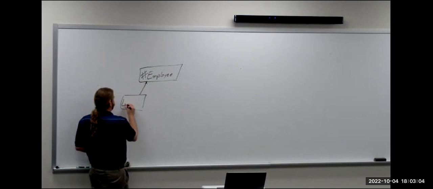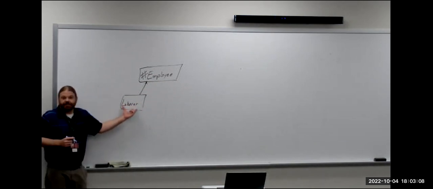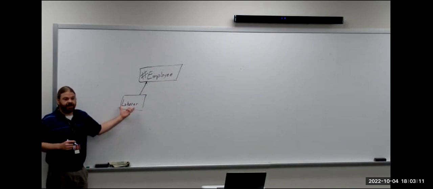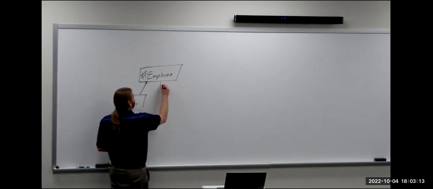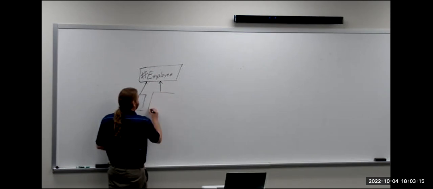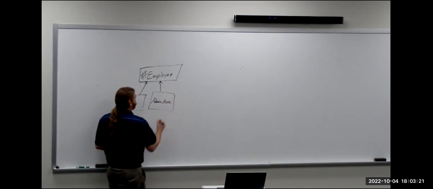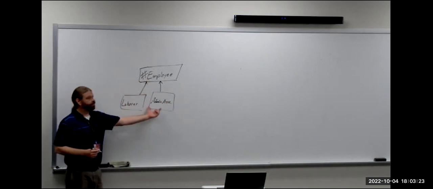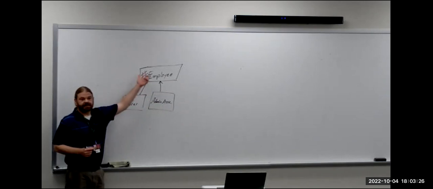One child class might be laborer, because then we know the rest of the details of what type of employee that is and what methods that particular employee would need. Or, I'll abbreviate it up here, administrative assistant. Once we get down here, we don't need that abstraction.